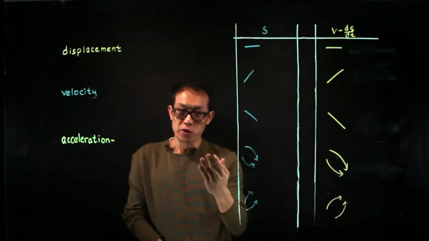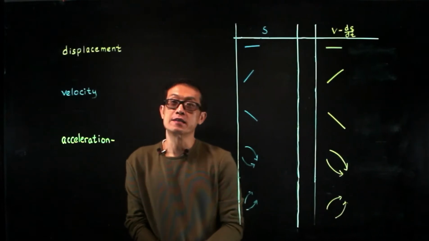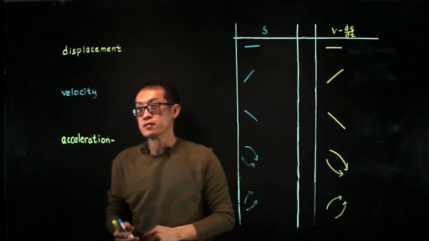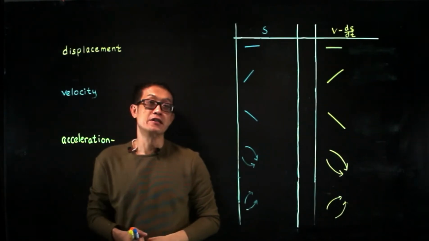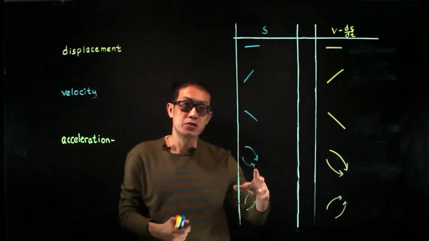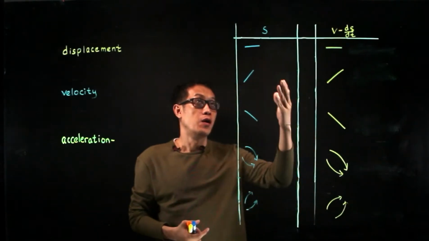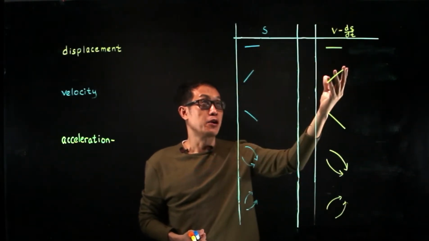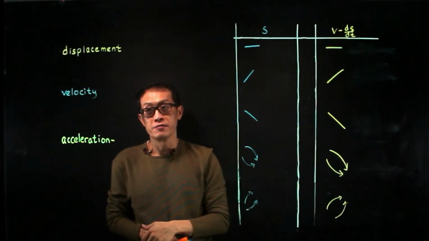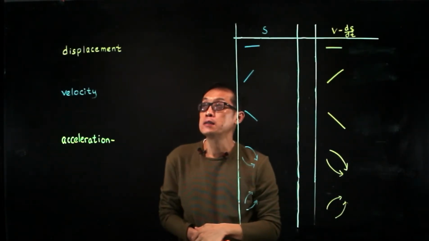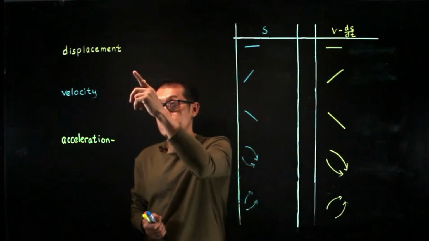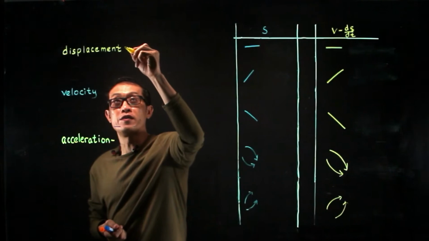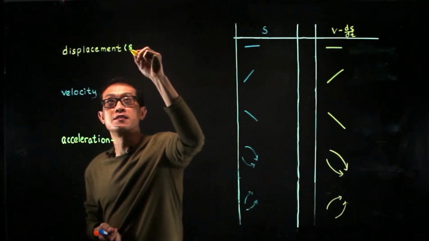Hi, today we are on the chapter of kinematics. We must know the definition of displacement, velocity and acceleration. And from there we must know the characteristics of how to interpret the displacement time graph and the velocity time graph. Now first of all, what is displacement? Displacement is often denoted by S.